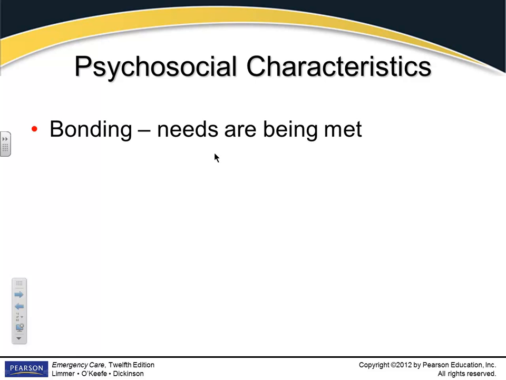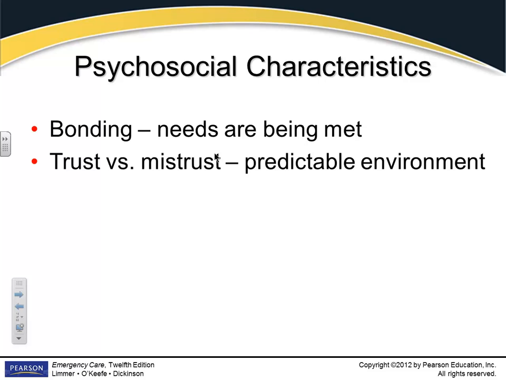Bonding: are the needs being met? In this stage of development, what kind of needs does this little person have? You think about it, think about the chain. Of course, are we meeting food, shelter, that kind of stuff? But then beyond that, what are the things they need? That predictable environment, the need to know where the caregiver is.